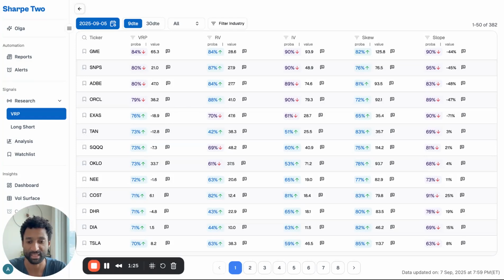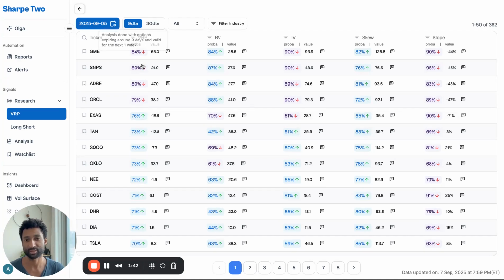So it's really something that's forward looking. And in my opinion, you should always start there. At least that's how the tool is built. Use that forward-looking forecast to get an idea of what you want to do as a trade.